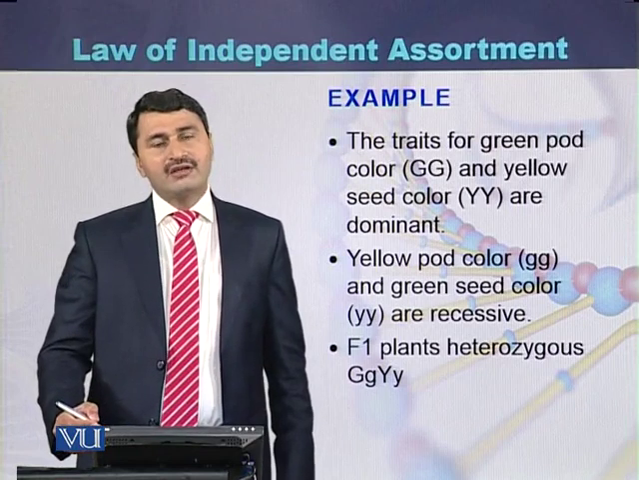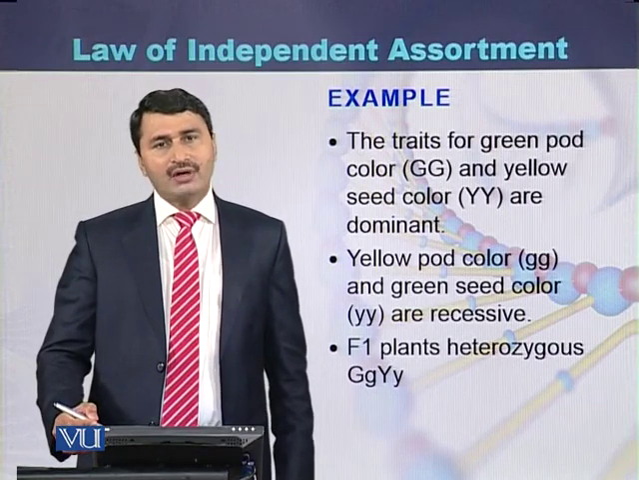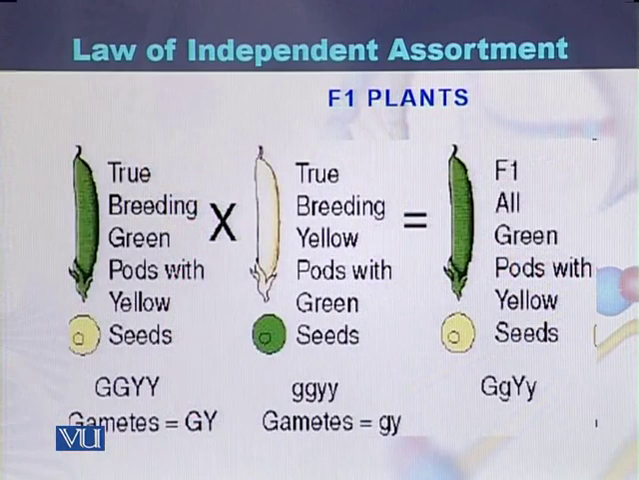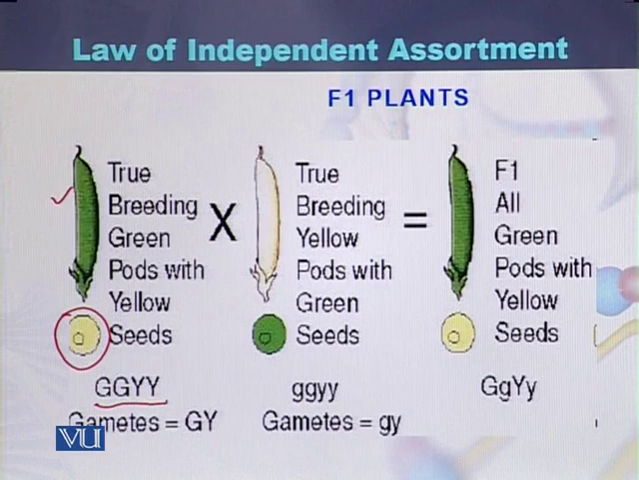So the F1 plants produced as a result of the dihybrid cross were all heterozygous. Here we take the example of true breeding plants that have green pod color and yellow seed color, and the genotype of green pod and yellow seed is capital G, capital G, capital Y, capital Y. It was cross pollinated with the plant which was producing a yellow pod color, and the seeds were of green color.